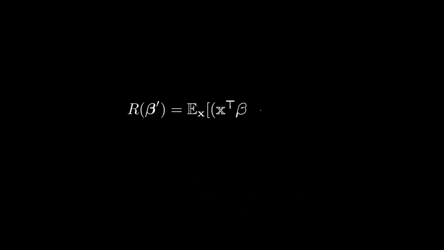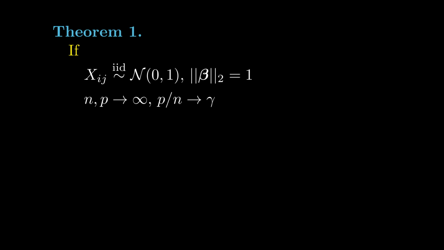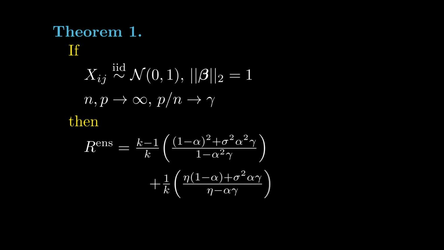We study the out-of-sample risk of this learned predictor, which is the expected squared error of prediction using an independent sample x. I won't go through the entire derivation of the risk here, but the ability to compute the risk comes from the ability to break down the risk into a sum of pairwise interaction terms. This brings us to our first result, which I will state here informally. Assuming the entries in X are IID standard normal, and the norm of beta is 1, then if we take the limit as n and p go to infinity with the ratio of p over n going to a constant gamma, we can obtain an expression for the expected risk of an ensemble of size k.